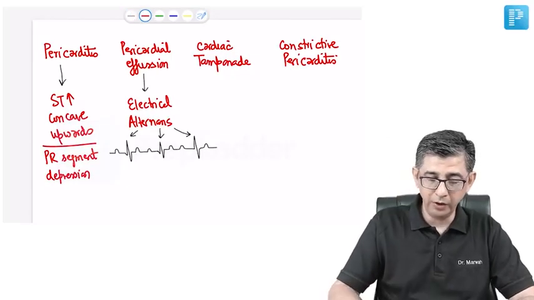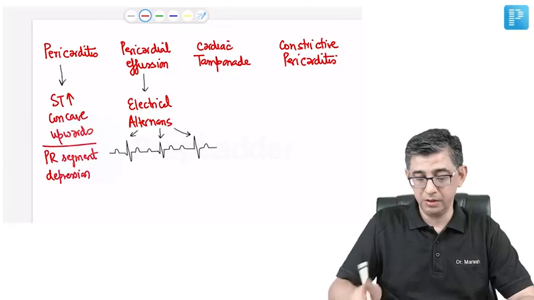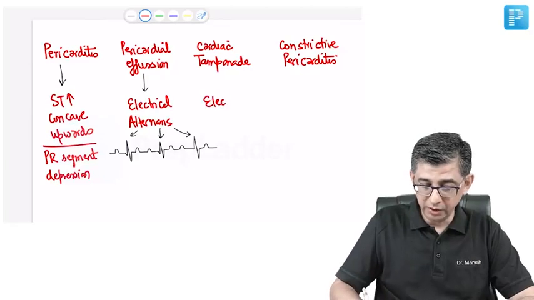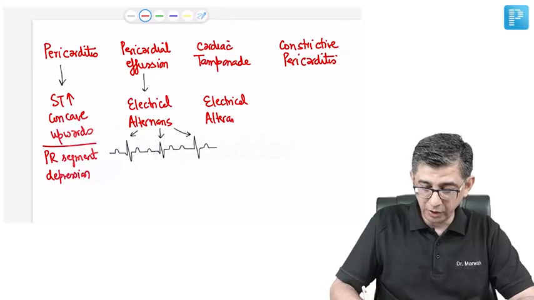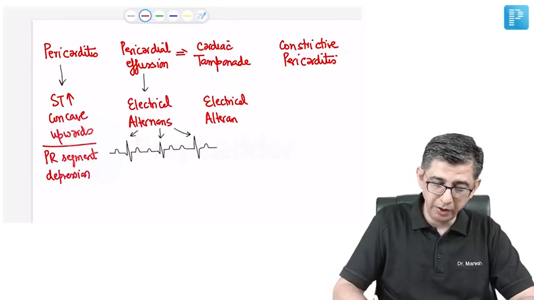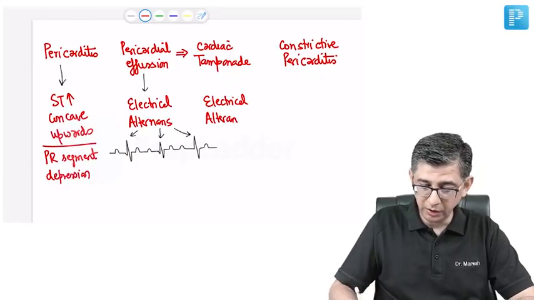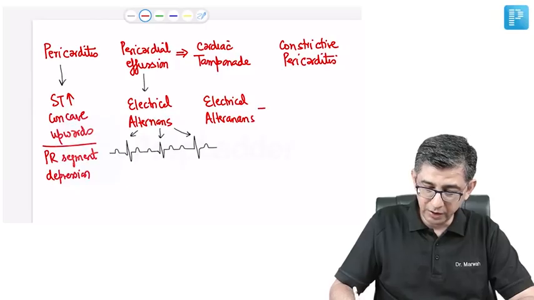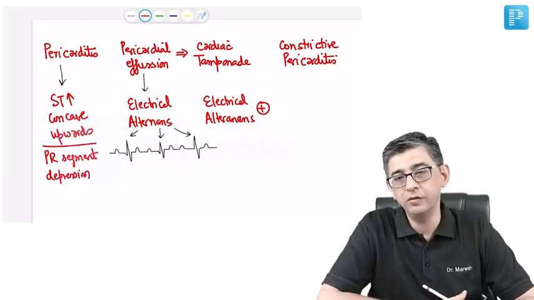When it comes to cardiac tamponade, electrical alternans will still be present. The electrical alternans severity will increase. The point is, in cardiac tamponade, which is one step above pericardial effusion, the electrical alternans component will increase as compared to normal. So I put a plus sign in front of it.